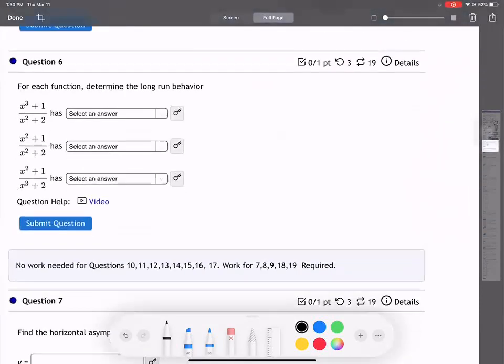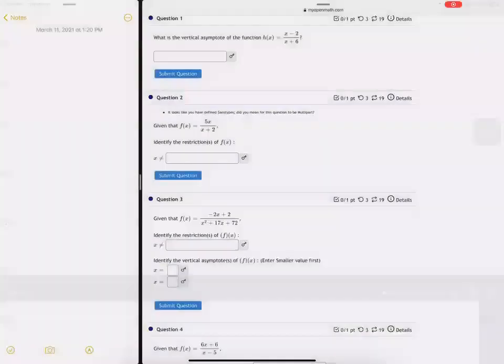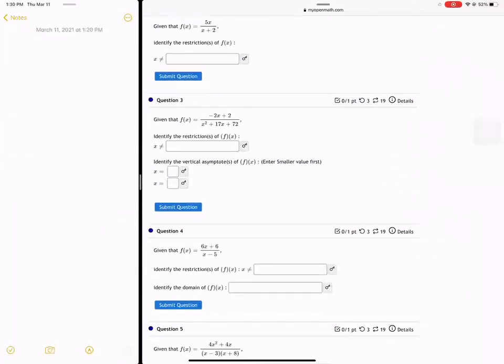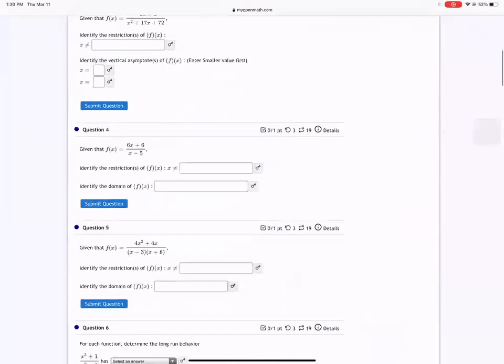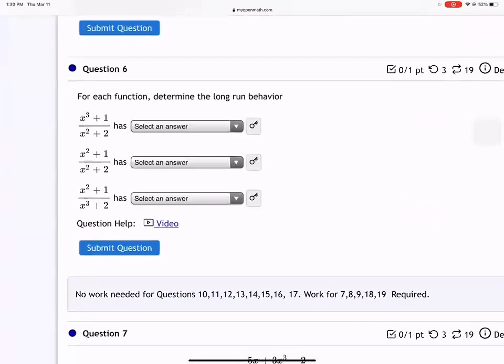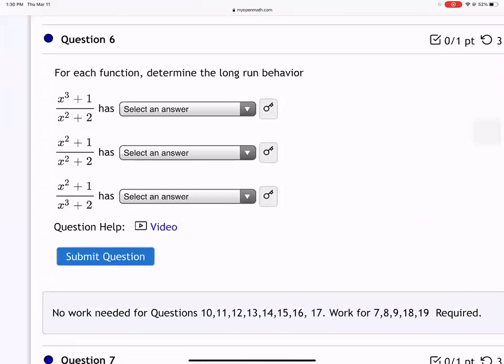All right, this next one. Let's go ahead and look at this on the actual test. This one here, we did this repeatedly, and the question is, what is the long run behavior, or another way of saying horizontal asymptote? What will this graph eventually look like at positive infinity and negative infinity?